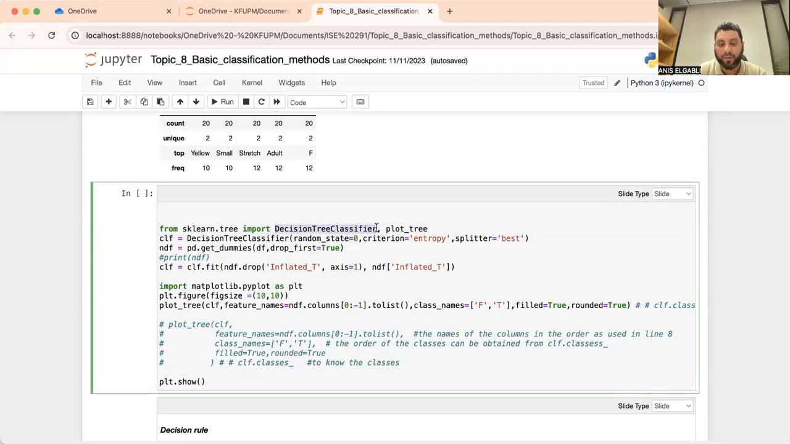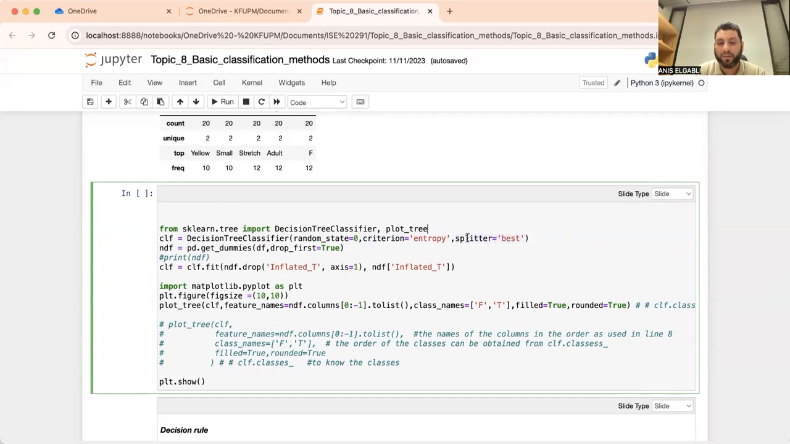This we will use to build the classifier, and here we use the plot tree. We use it to plot the outcome, the tree. Okay, so here we create the object, the classifier object. The criteria we use is the entropy, and we pass this argument here.